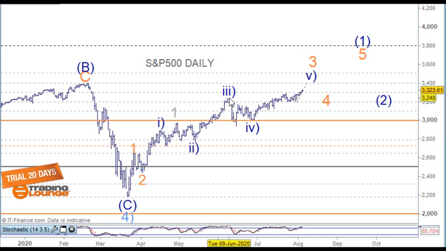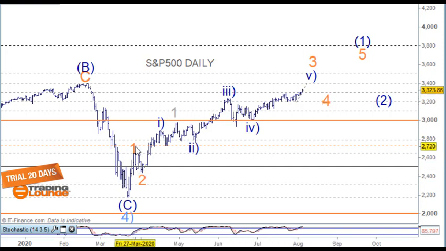Now that can work with some of the indices, and if that's the case, then if that's 1, that would be 2, 3, 4 and 5 here, having a top here for this wave 5 top. It won't bother us too much either way because we'll be expecting a correction either way. So we just need to monitor that.